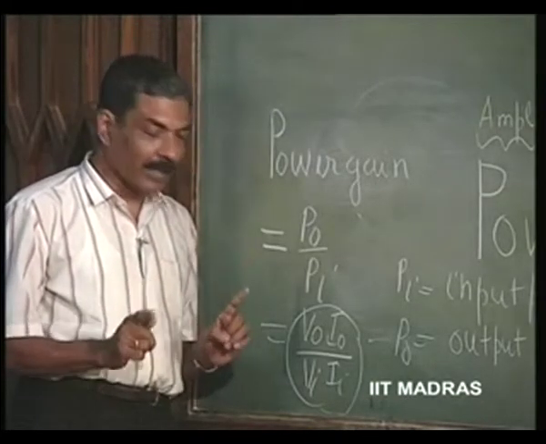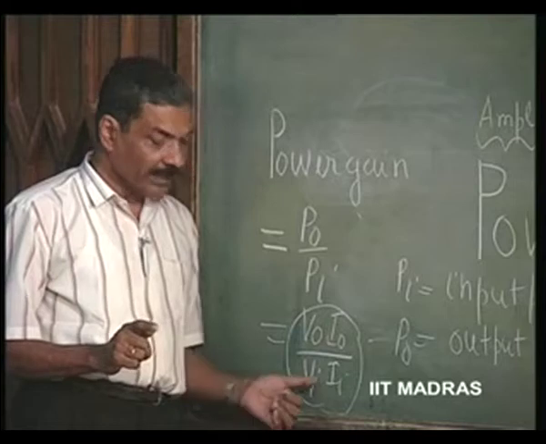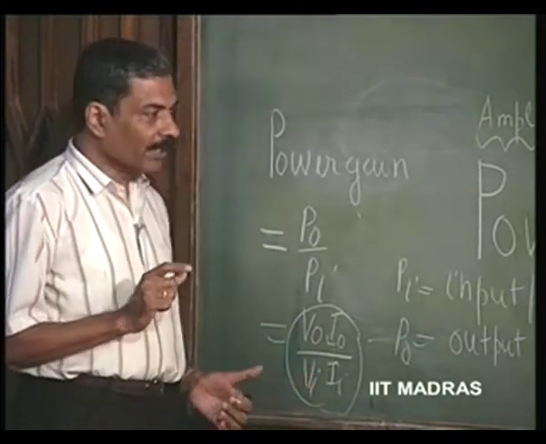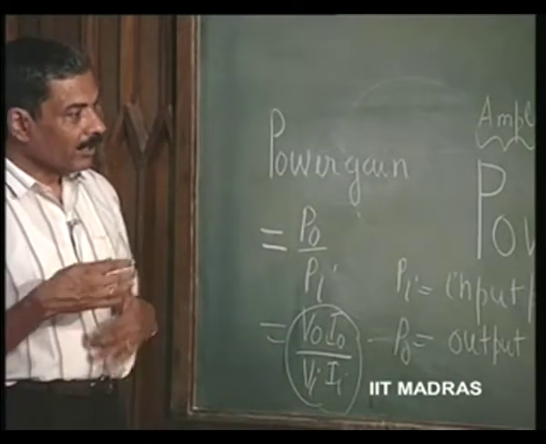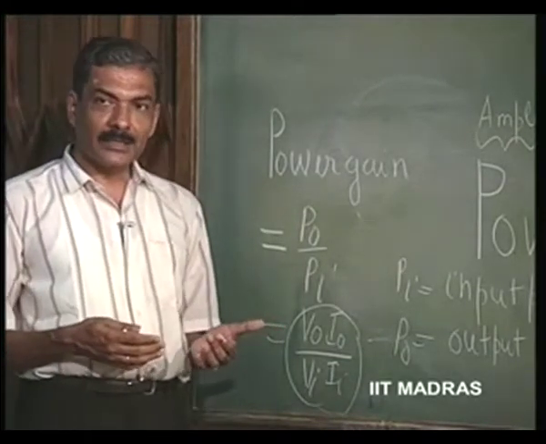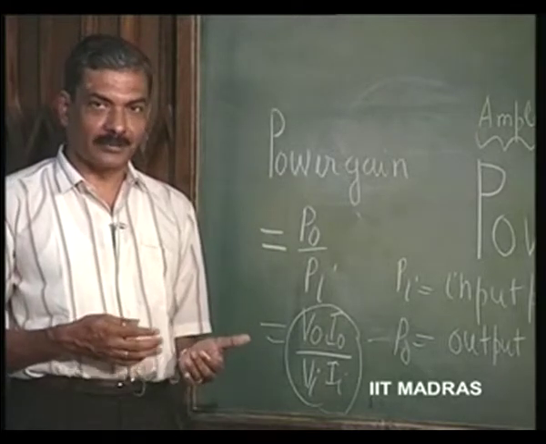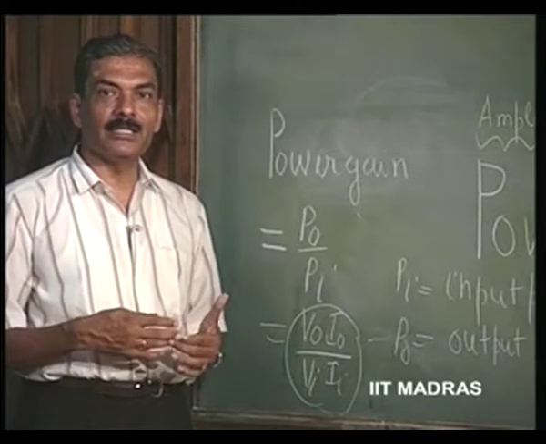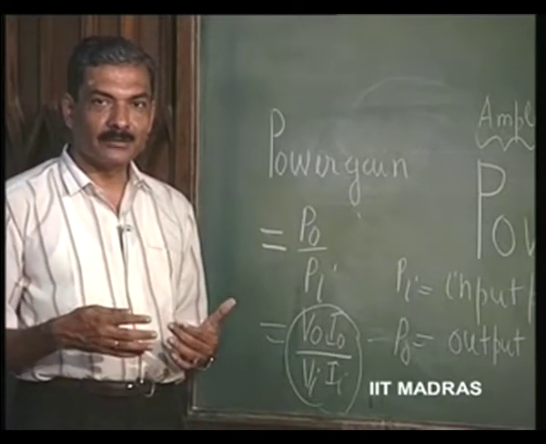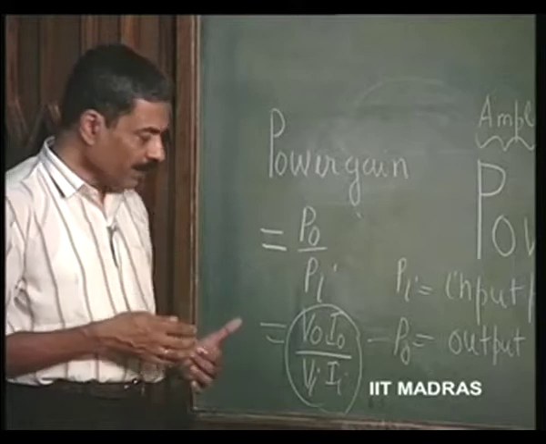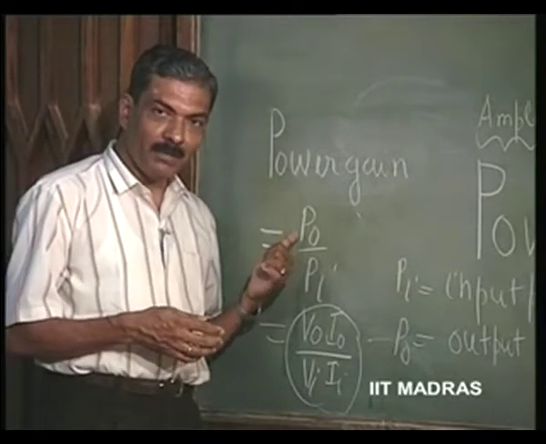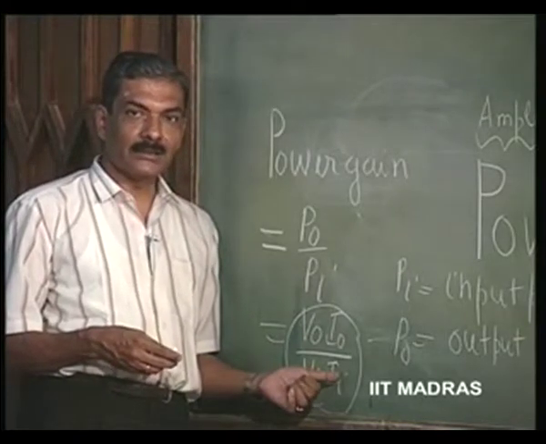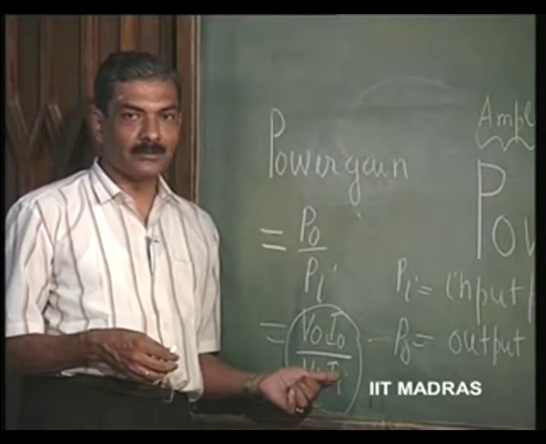An amplifier is one where V naught I naught by V I is greater than 1, and therefore, the fact that it is magnifying voltage does not necessarily mean it is amplifying. The fact that it is magnifying current does not necessarily mean it is acting as an amplifier. We should always find out what the power amplification is, then only we have this unit becoming an amplifier.